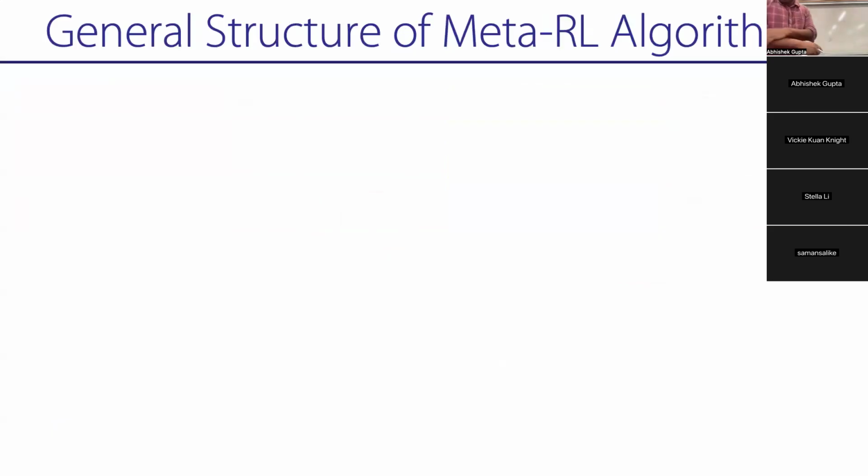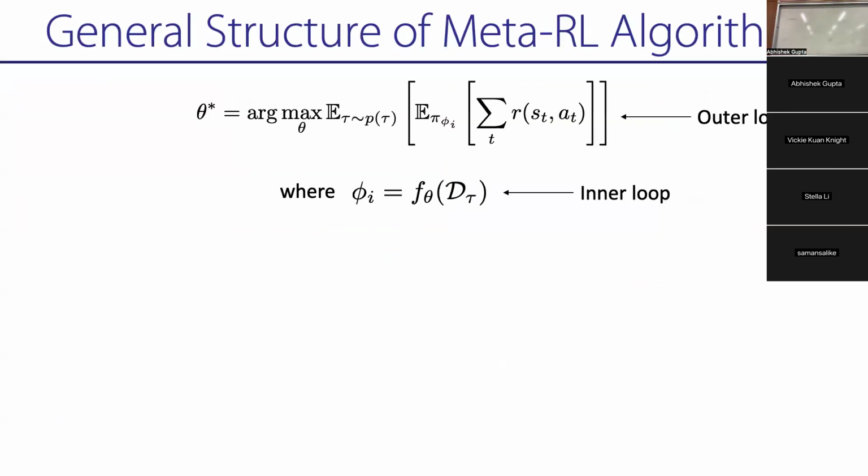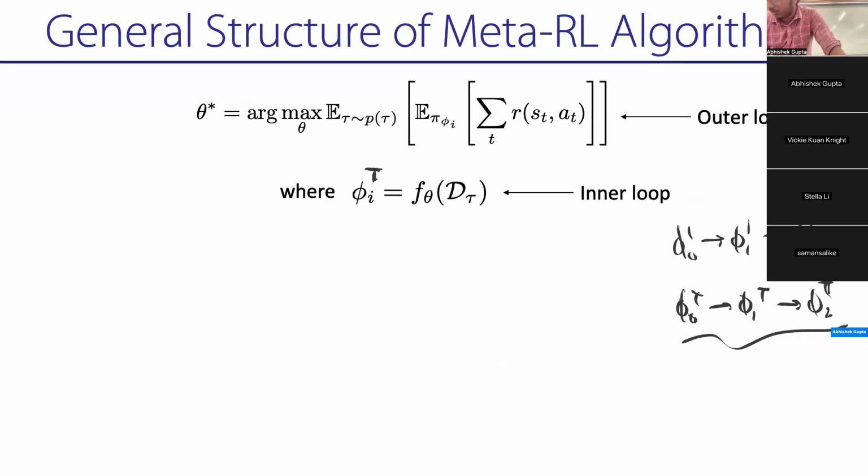Okay, so what is the general structure of a meta RL algorithm, right? As I was saying earlier, there's an inner loop and there's an outer loop. Your inner loop is something that tries to update from phi naught 1 to phi 1, 1 to phi 2, 1, and so on. Or more generally, phi naught tau to phi 1 tau to phi 2 tau. So it's learning, and it's running an update using f theta as your update rule.